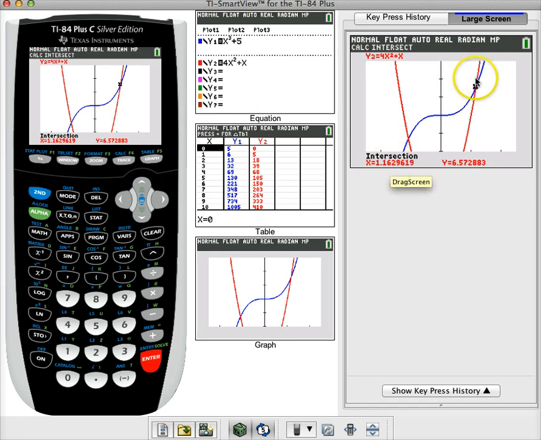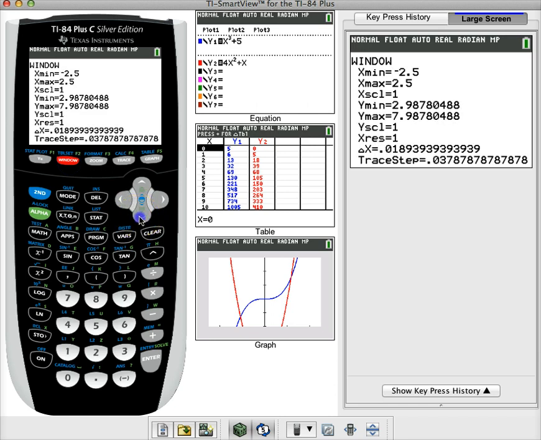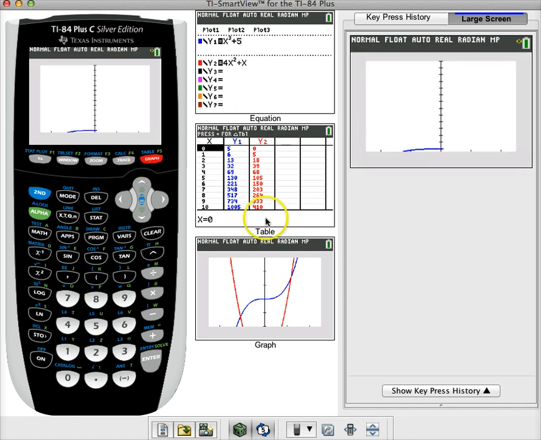Now I think the graphs are going to intertwine and intersect one more time, so I'm going to change my window. I go to the window and change my y max to about 70, but I can't go by ones. I could try going by fives, so y scale to 5, then go back to graph and see what that looks like. There's the bottom of the function, there's that cubic, and we should see one more time that they intersect, and it looks like it's right there.